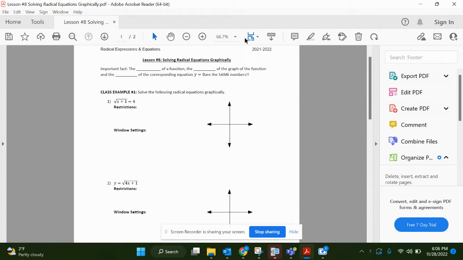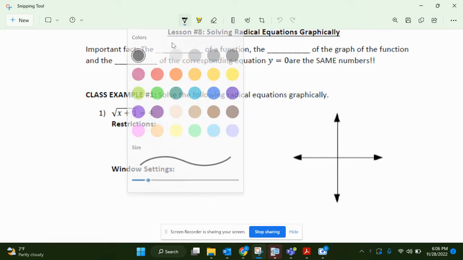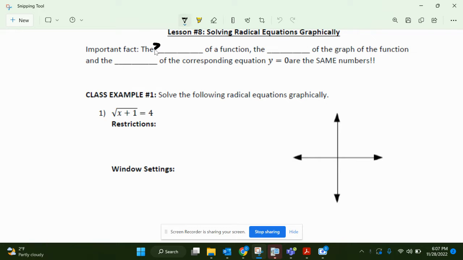So the zeros of a function, the x-intercepts of the graph, and the roots of the corresponding equation, y equals 0, are the same numbers.